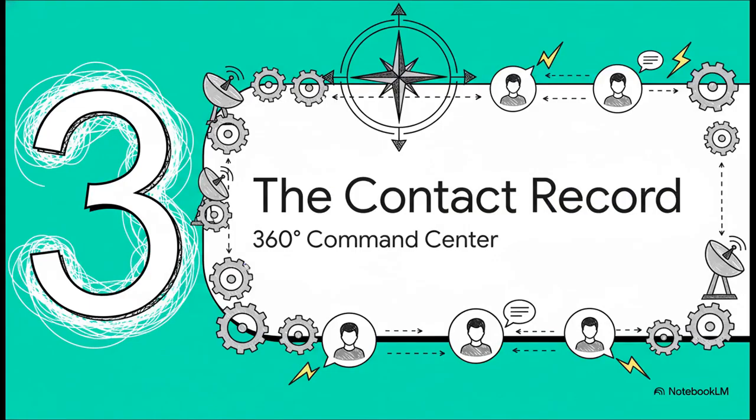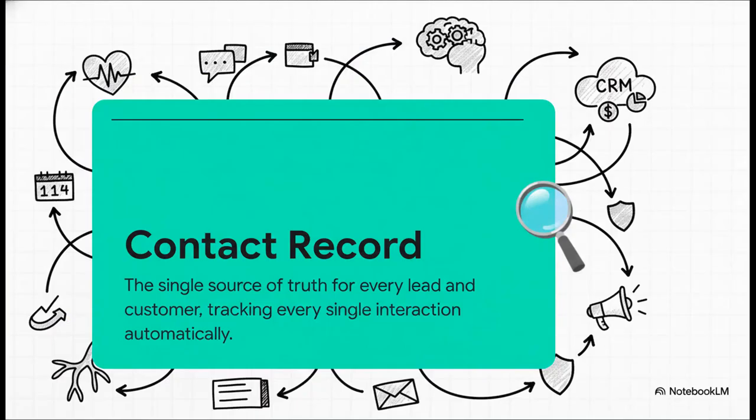So where does the rubber meet the road? Let's take a look at the individual contact record. Because this isn't just a simple contact card. Oh no, this is your 360-degree command center for every single lead and customer. So I want you to think of each contact record, not as some static file in a cabinet, but as a living, breathing history of your entire relationship with a person. It's the single source of truth for everything they've ever done with your business.